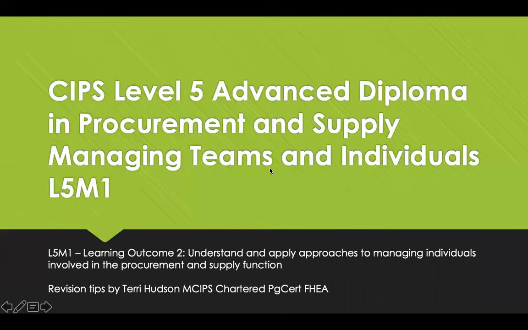Hello and welcome to Revision Tips for SIPS Level 5, Advanced Diploma in Procurement and Supply. This is Module 1, Managing Teams and Individuals, and it's Learning Outcome 2, which is to understand and apply approaches to managing individuals involved in the procurement and supply function.